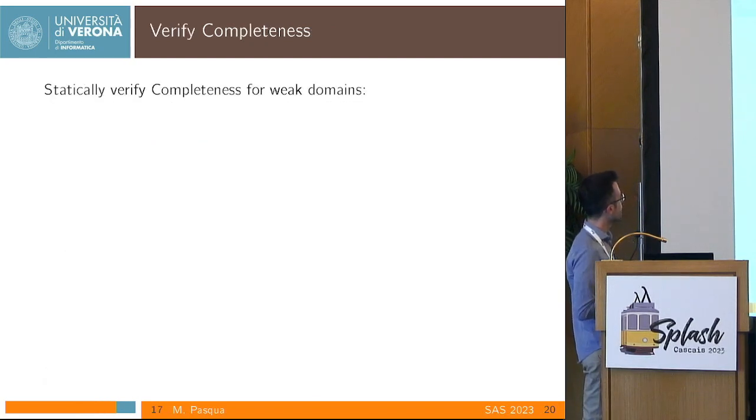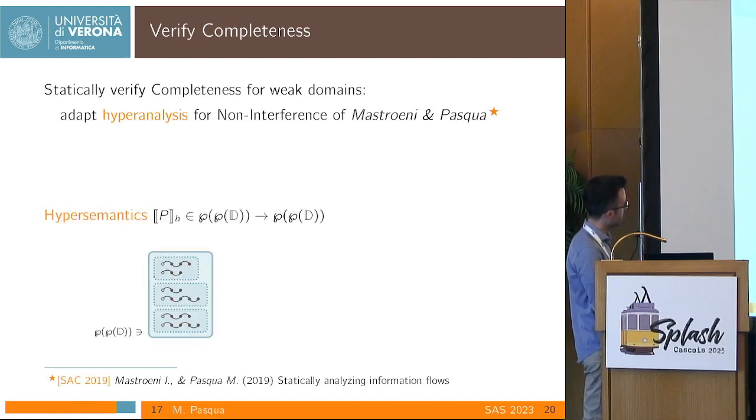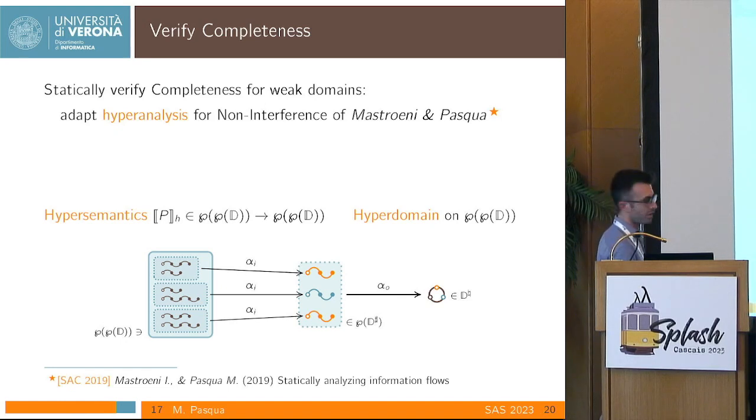But we can do more. We can statically verify completeness even for weak domains, by using hyperanalysis. For classic non-interference, a static analysis has been developed, based on hypersemantics, that verifies non-interference. I won't go into details, but we need a hypersemantics that computes on sets of executions in order to model partial aspects of the semantics of the program. Then we need a suitable hyperdomain, so a domain defined on sets of executions, and then we can verify non-interference.